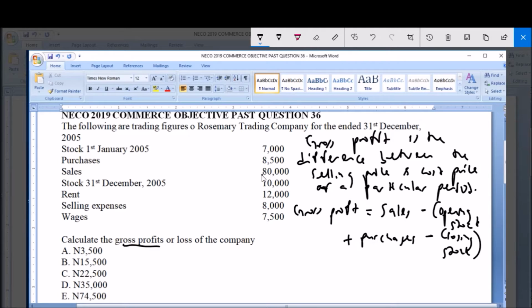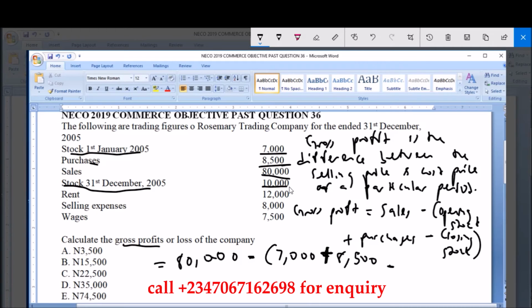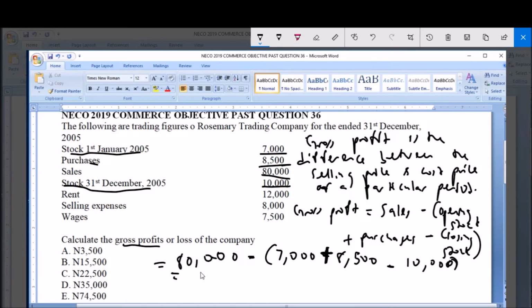Now from the figures given to us, sales is 80,000 naira. So 80,000 minus the opening stock. So stock 1st January 2005 is the opening stock, so that is 7,000. So 7,000 plus purchases, which is 8,500, and then minus closing stock, which is stock 31st December, 10,000. So that would be 80,000 minus 5,500. If you add this together and you subtract 10,000 from it, what you get is 5,500 naira.